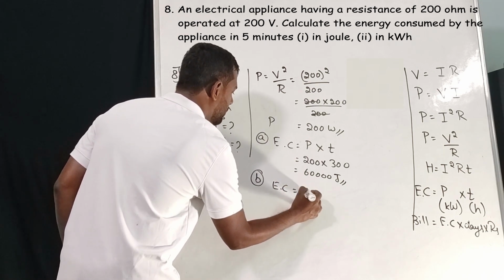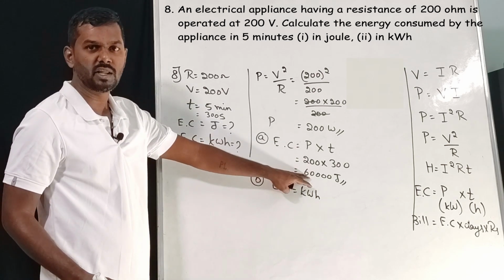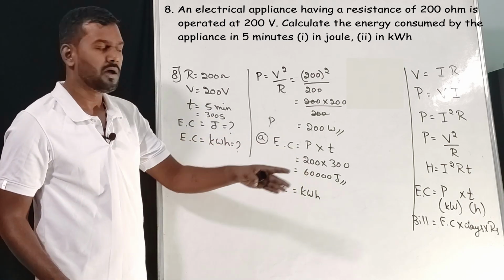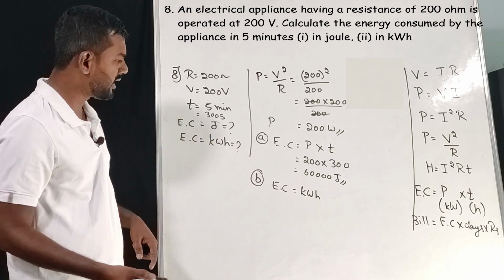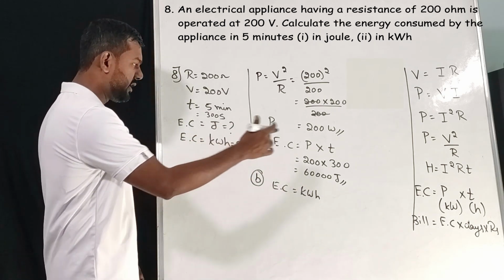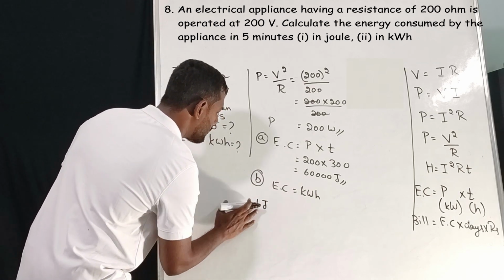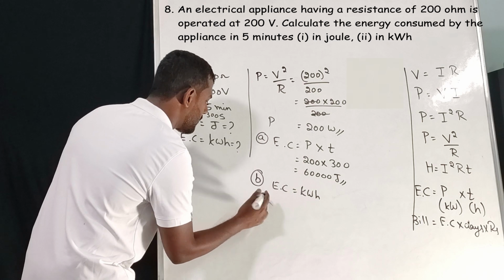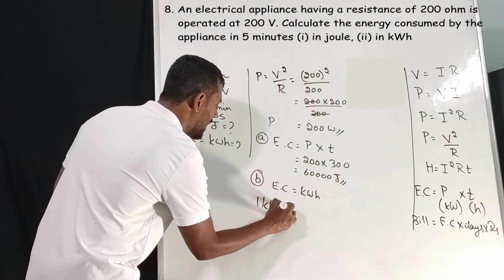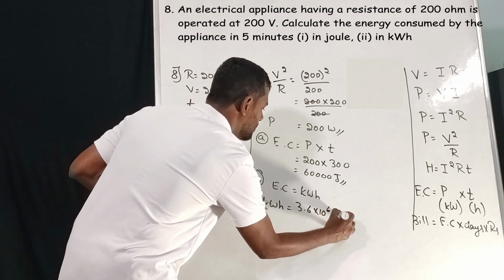Next, energy in terms of kilowatt hour. See, you can go for the calculation method also, or there is a conversion. There is a relation between joules and this one kilowatt hour. We can go for it. Anyhow, we have learned the calculation method. Now we'll go for the relation. Listen, 1 kilowatt hour is equal to 3.6 into 10 power 6 joules.